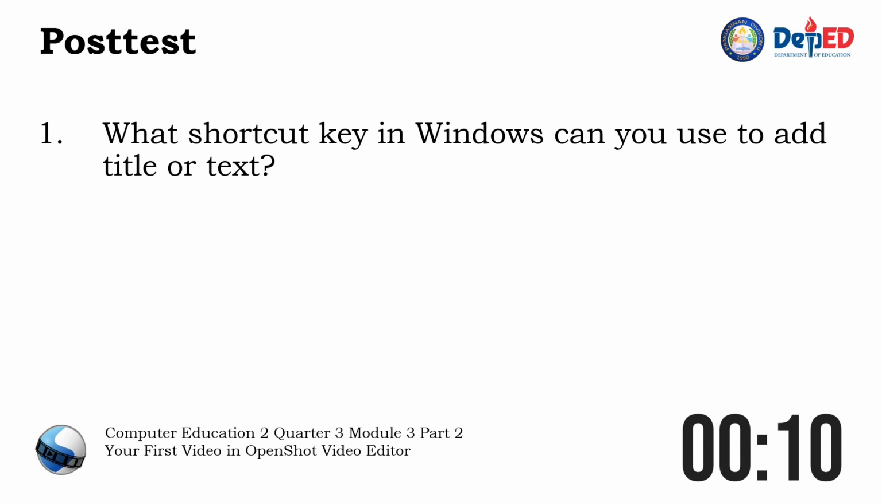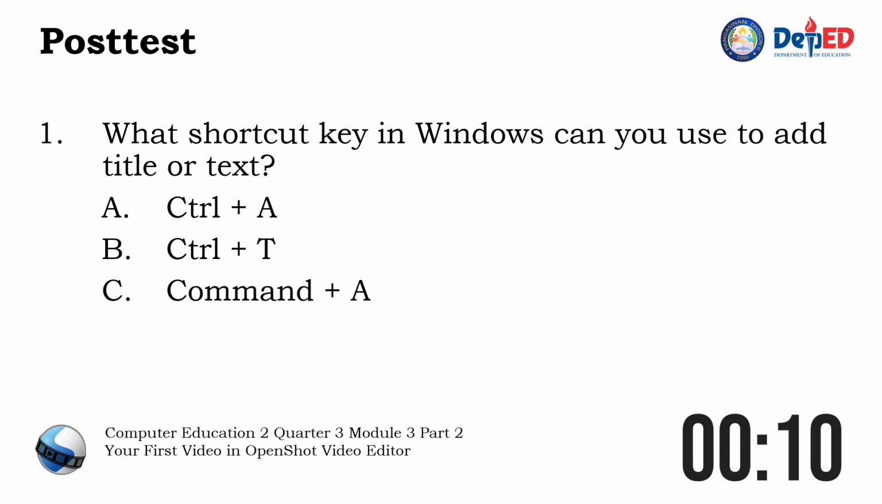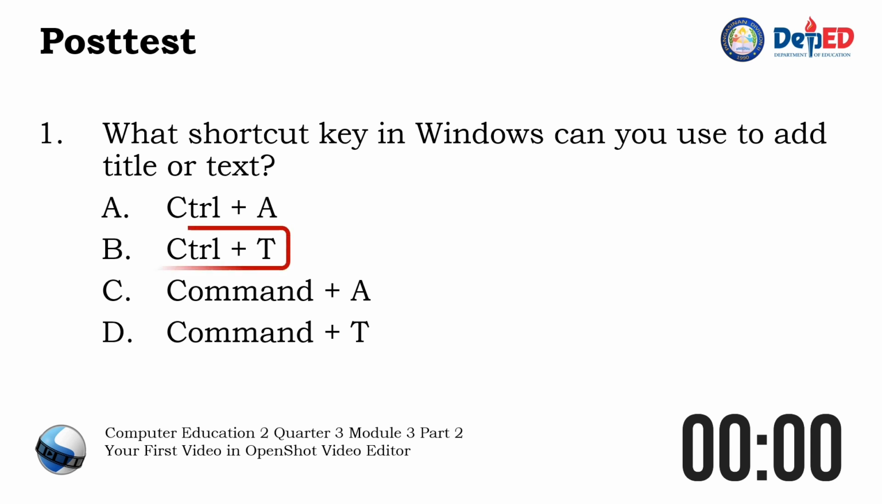One. What shortcut key in Windows can you use to add title or text? A. Ctrl A. B. Ctrl T. C. Command A. D. Command T. If your answer is B, then you are correct.